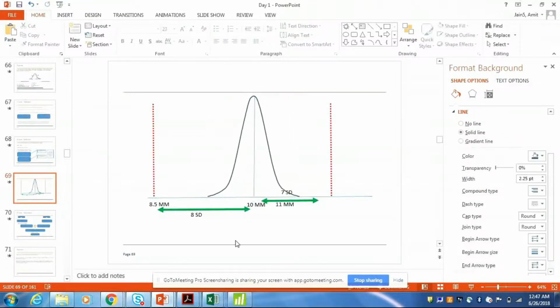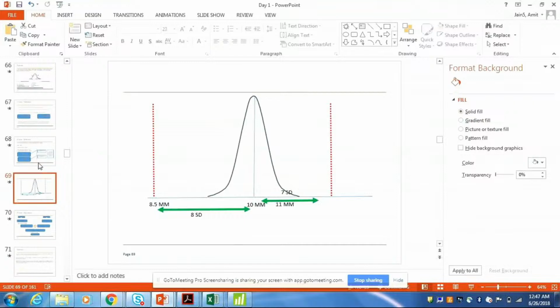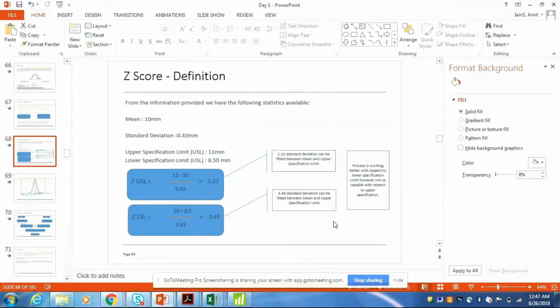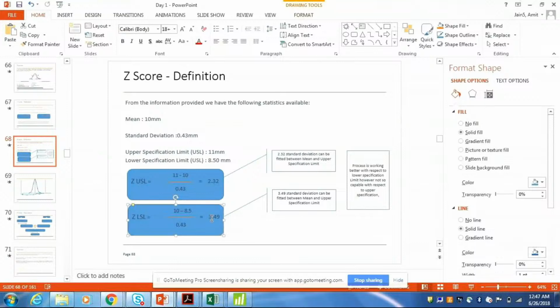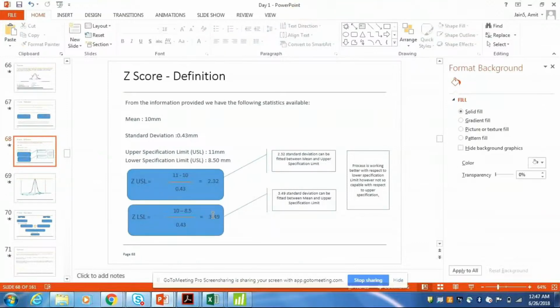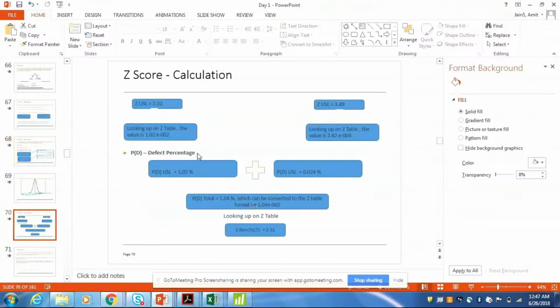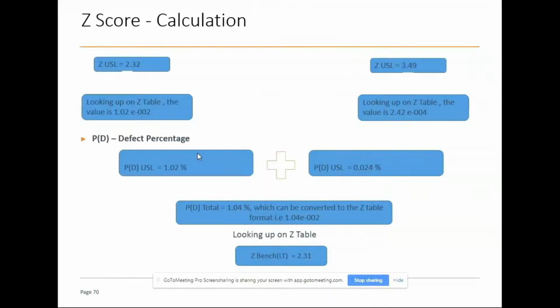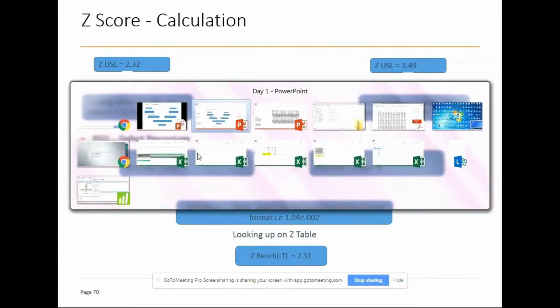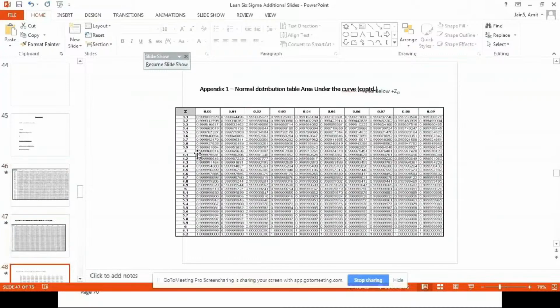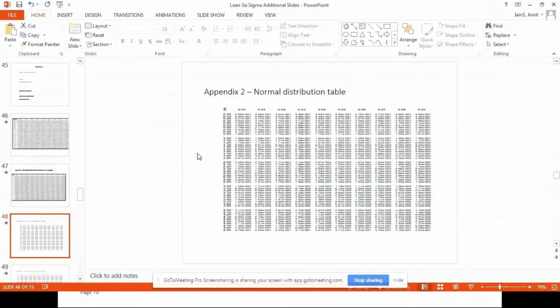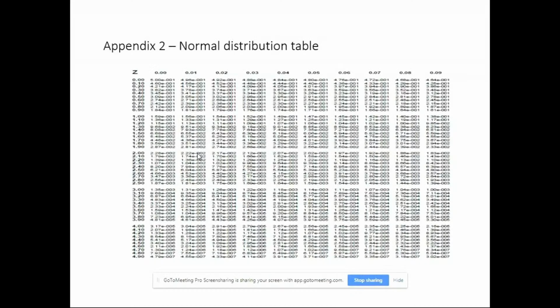Okay, so this is the concept. That's the reason why we say the process is more robust toward the lower specification limit, because we have more standard deviations that we can fit between the mean and the specification limit. Now let's see how we calculate the Z value. So Z USL is 2.32. Now we would again need to look up the Z table. This time it is going to be a different one. We'll look at this one. So 2.32.